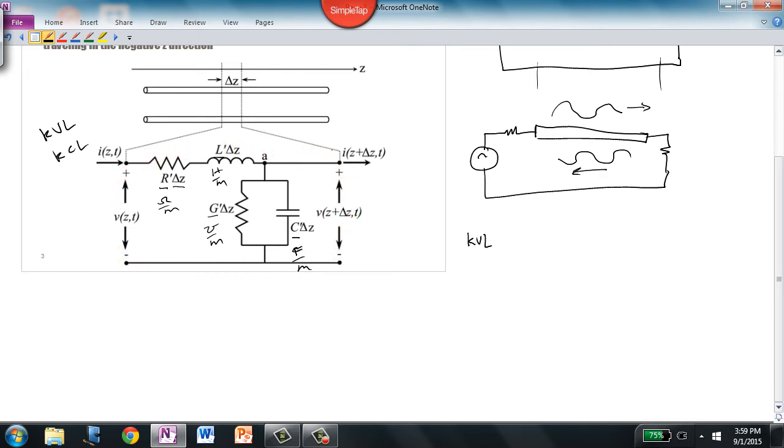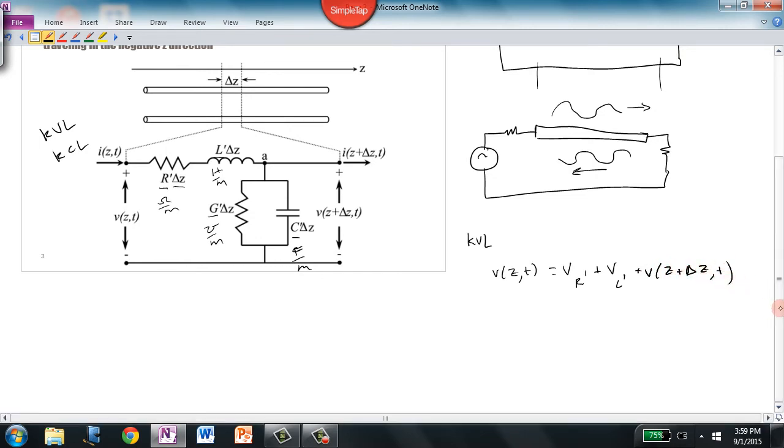So if we were to write KVL, we would say that the voltage at the input end of the transmission line, V of Z comma T, is equal to the voltage drop across the differential R prime plus the voltage drop across the differential L prime plus the voltage at the output end of the transmission line. I know that looks simple, but that's a complete statement of Kirchhoff's voltage law along this differential segment of T-line.